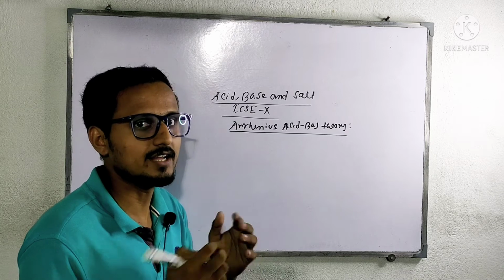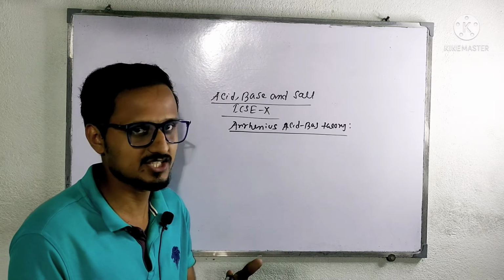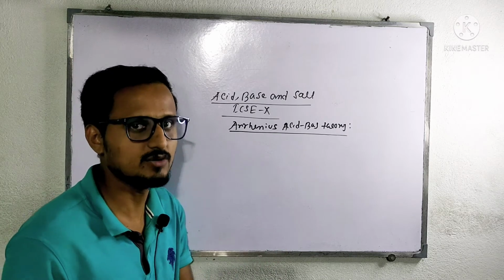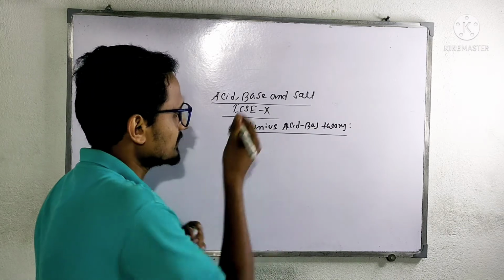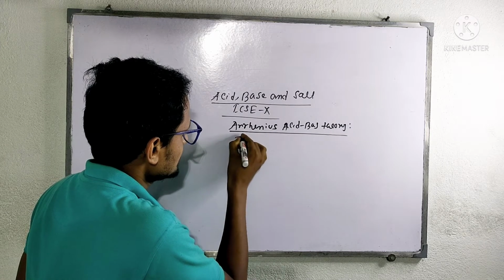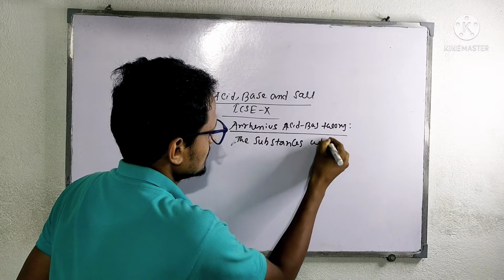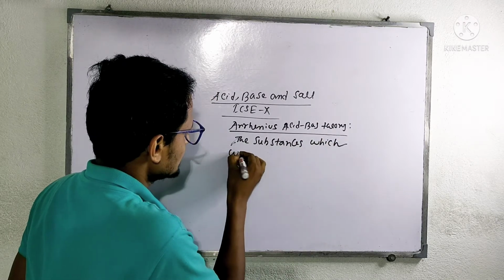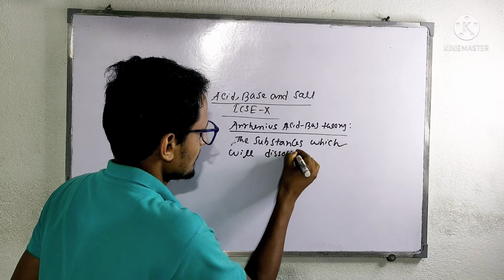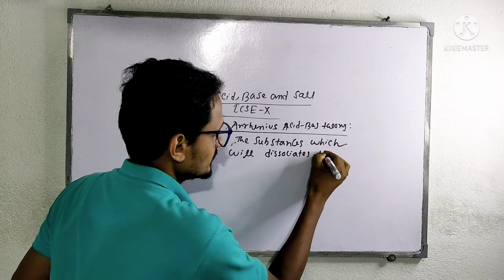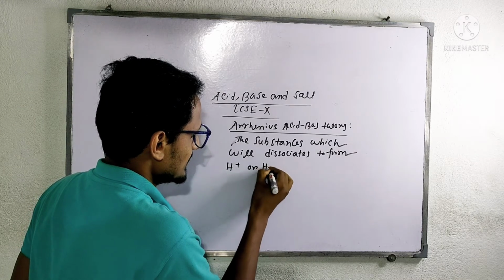Okay, that means they will ionize to form H plus and Cl minus, like that. So normally those substances which have H in their structure or formula, they will give H plus, and they will be called as acid. Okay, so what is the definition of acid? The substances which will release or dissociate to form H plus or H3O plus.